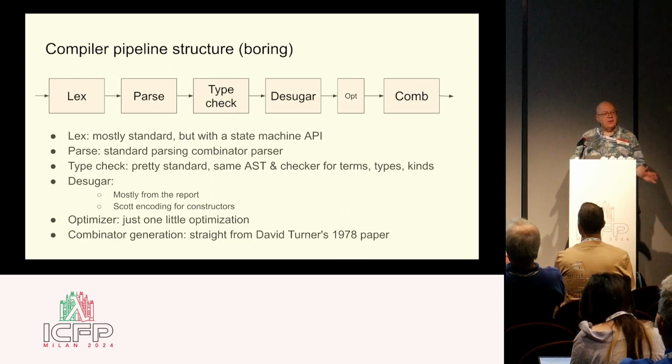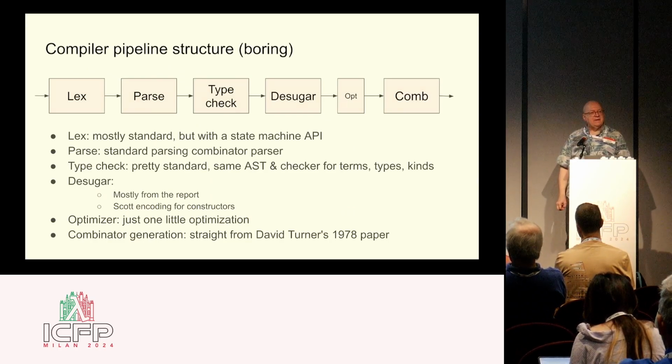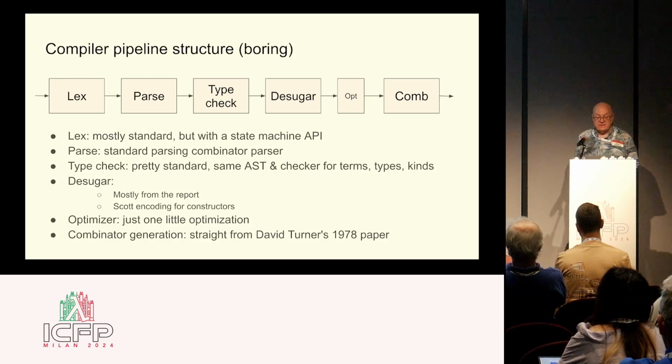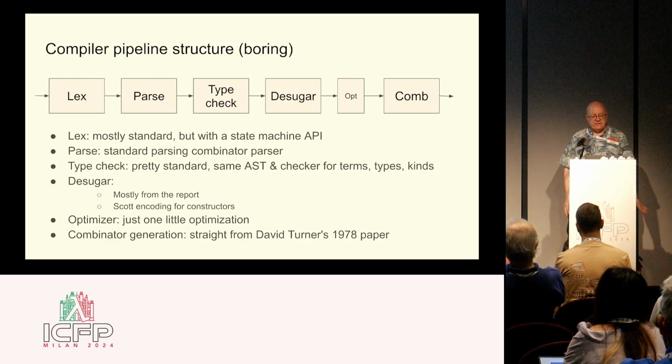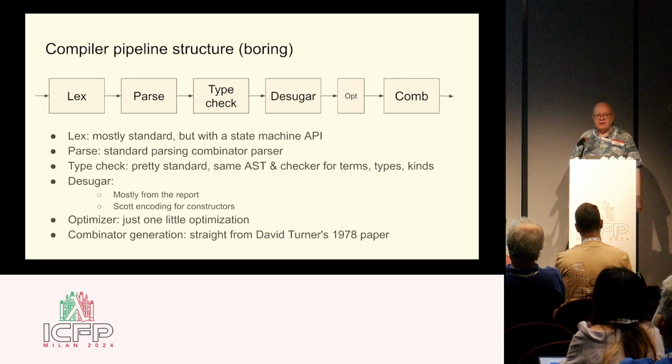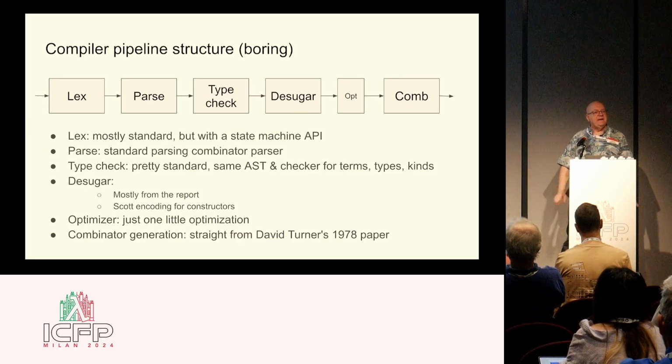I'm not going to go through this because it is a standard diagram of what things look like. The only reason I want to show you this is that there is a very small box for optimizations because there's only one. And there is nothing interesting. After you have desugared it, when you're down to basically lambda calculus, then you just turn it into combinators and you're good to go. There are no fancy tricks of any kind in this compiler.